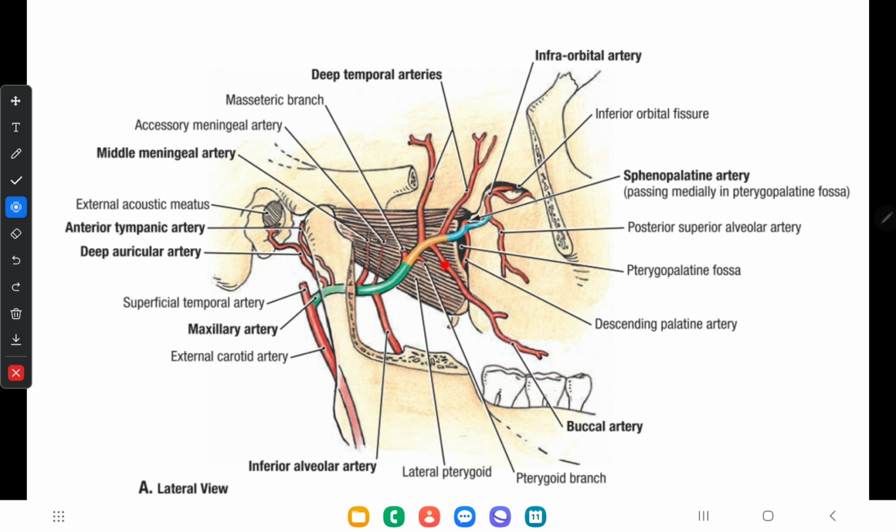Then the buccal branch runs forward along the buccal branch of the mandibular nerve and supplies the external surface of the buccinator muscle. It also provides blood to the buccal mucosa.